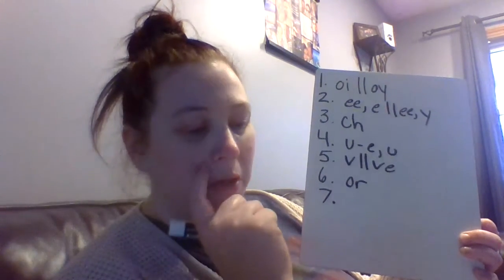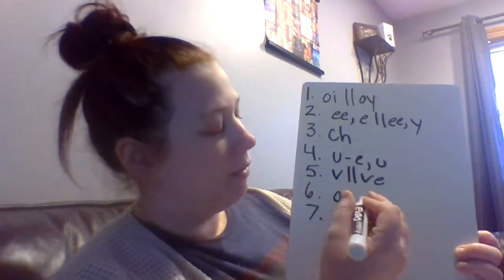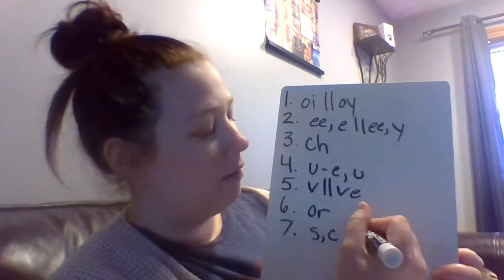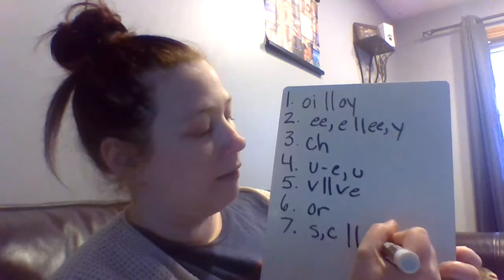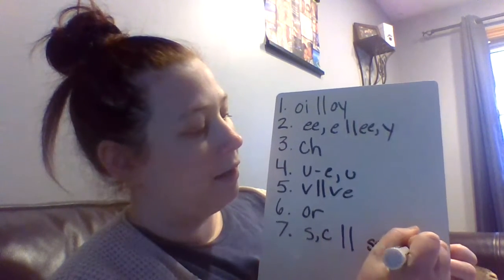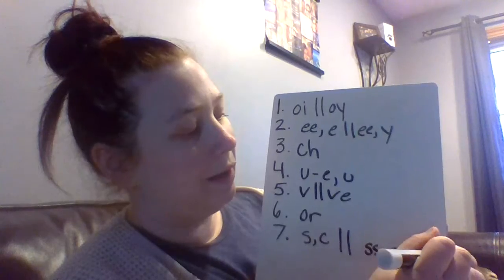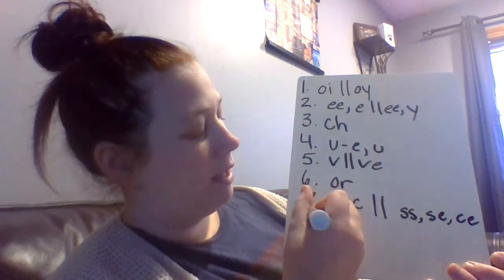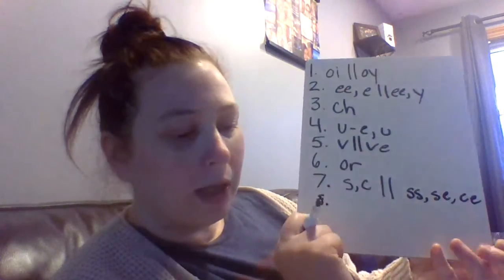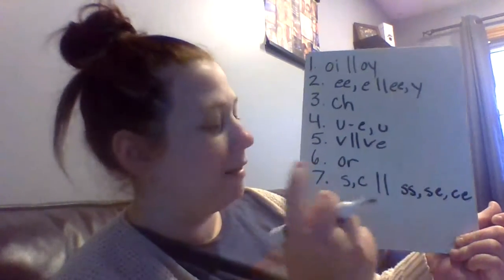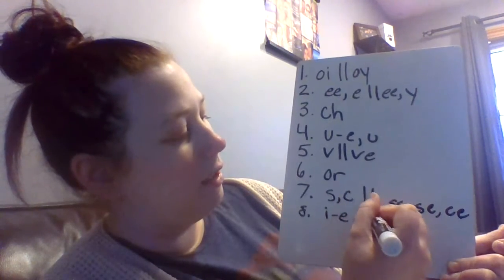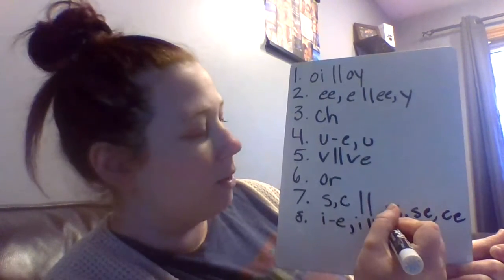Number 7, we have S. We have a lot for S. It's S, comma, C in the beginning sound. As a final sound, it can be S-S, S-E, or C-E. All right, number 8, we have I. So that's I, consonant E, comma, I, or as a final sound, remember, Y.